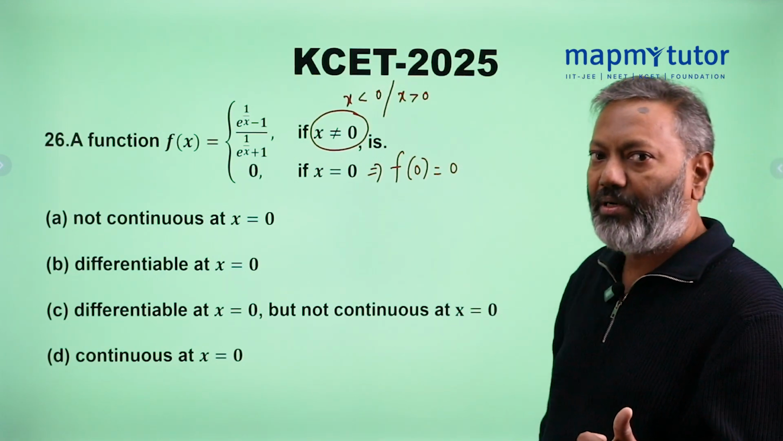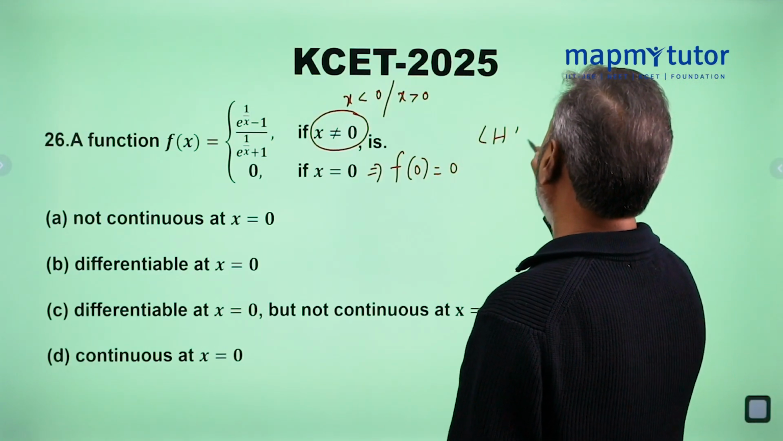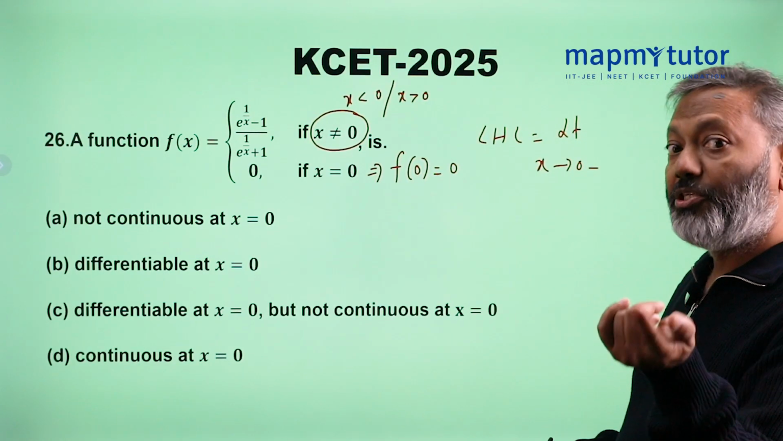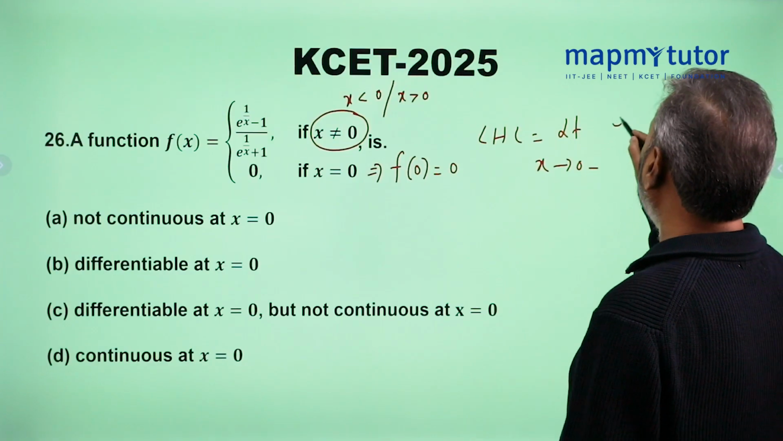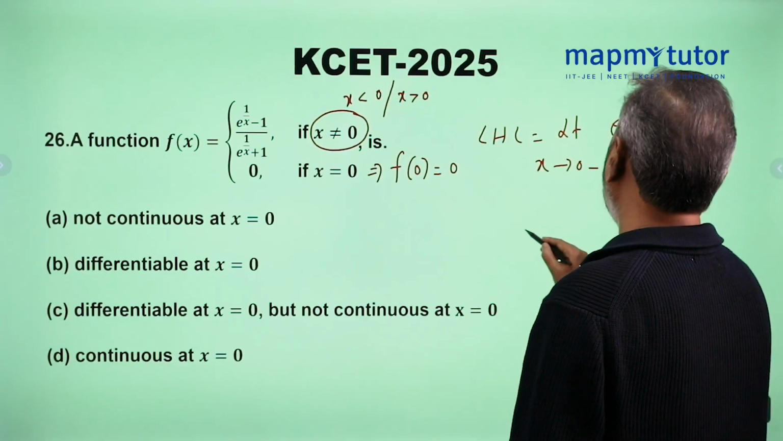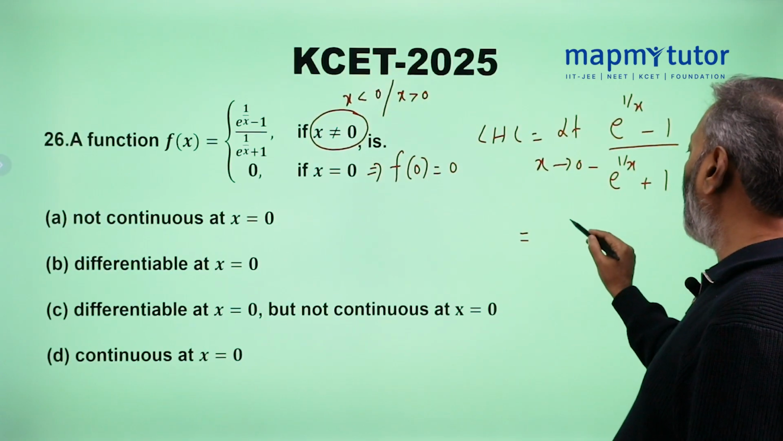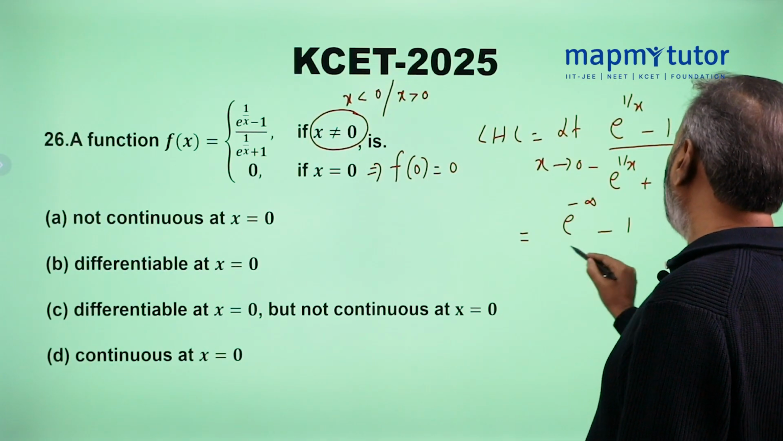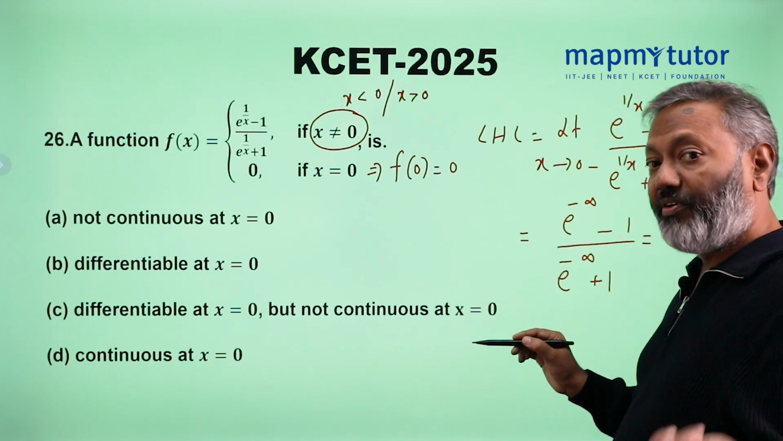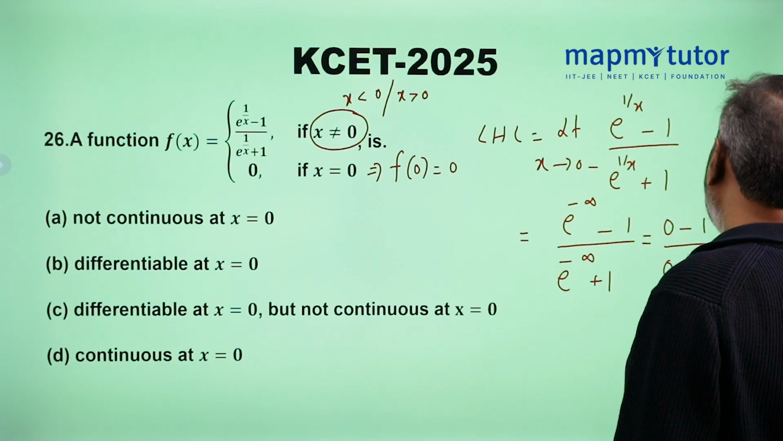And to check the continuity, I have to check LHL, RHL. Now, what is LHL? Limit x tends to 0 minus. It is not minus 0, okay? 0 minus means left side neighborhood of 0. And the function is (e power 1 by x minus 1) by (e power 1 by x plus 1). Whenever x tends to 0 minus, 1 by x tends to minus infinity. Therefore, if I apply the limit, I'll get (e power minus infinity minus 1) by (e power minus infinity plus 1). And already we know e power minus infinity tends to 0. Therefore, (0 minus 1) by (0 plus 1), which gives you minus 1.